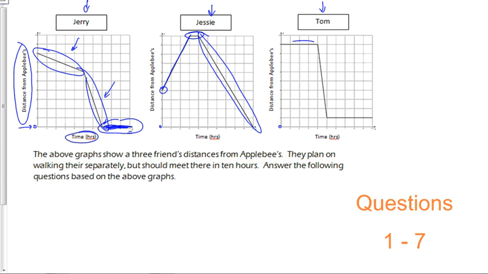Whereas Tom's a little weird. He starts 9 miles away, he kind of just hangs out. But then he sprints because his line is almost straight down. He goes super duper fast. Maybe he catches a ride or something like that, and then is only 1 mile away, but never quite gets to Applebee's. He sits there 1 mile away that entire time. So those are good things to understand when you're looking at the questions. Go ahead and do questions 1 through 7 for that one. Let's go on to the next graph.